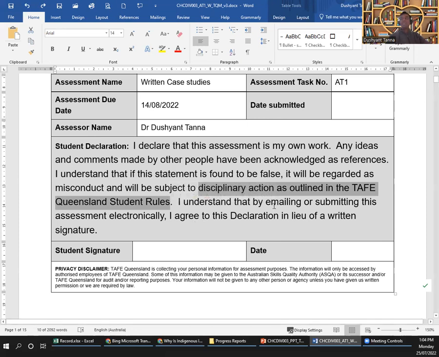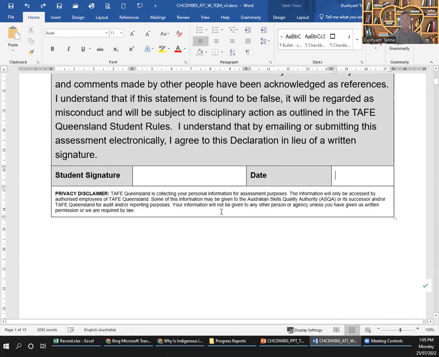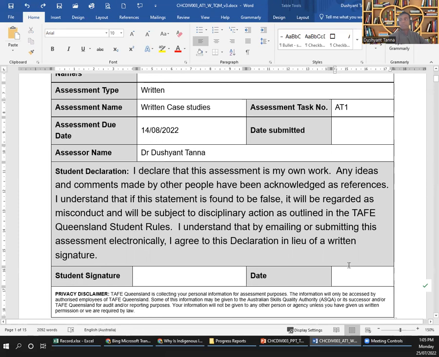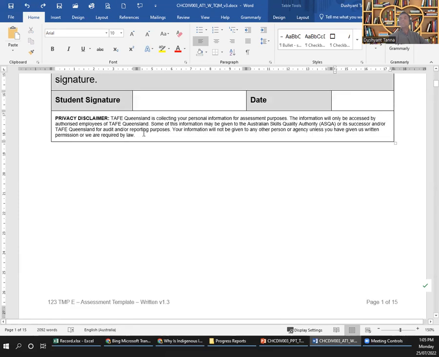Okay, I understand that by emailing or submitting this assessment, I agree to the declaration, and you will be submitting this electronically, but I still prefer a signature here. Yeah, a double compliance thing. And the date when you are signing. Maybe you are signing today and you are submitting after a week, then this date will be different. Okay? And this is all privacy.